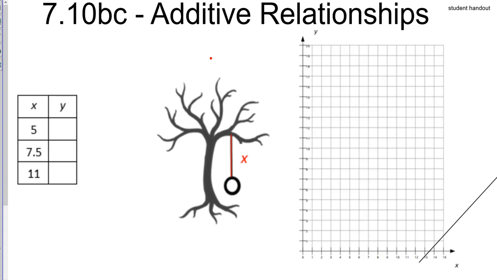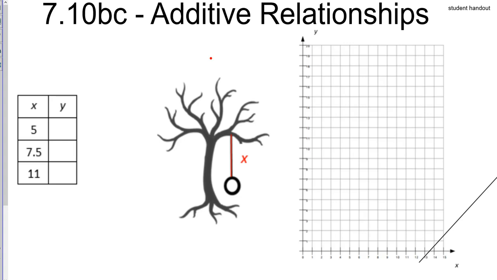So you are going to look at the tree and tell me, what do you think this tree is? What is this a picture of? Miriam? A tree with a string on it. A tire swing. Yes, this is a tire swing.